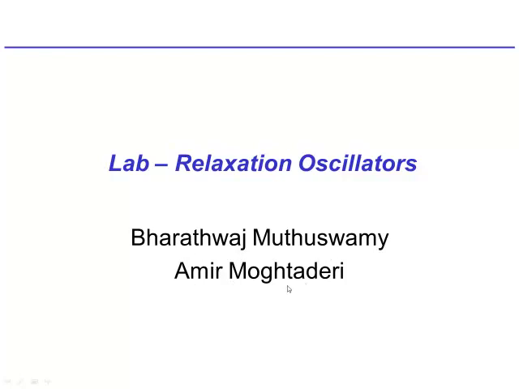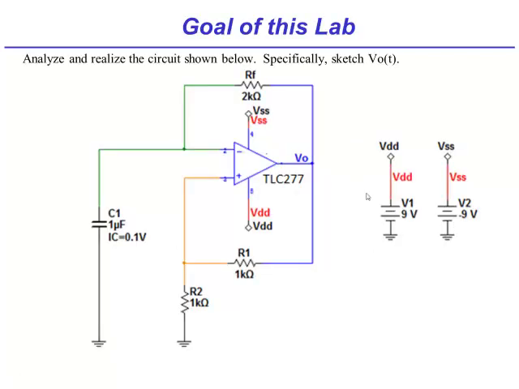And Amir Muqtadari. This lab is on building a square wave generator or a relaxation oscillator using operational amplifiers. It illustrates an application of positive feedback. So let's get started. In this lab, we'll analyze the circuit shown. Note that this circuit has both positive and negative feedback.